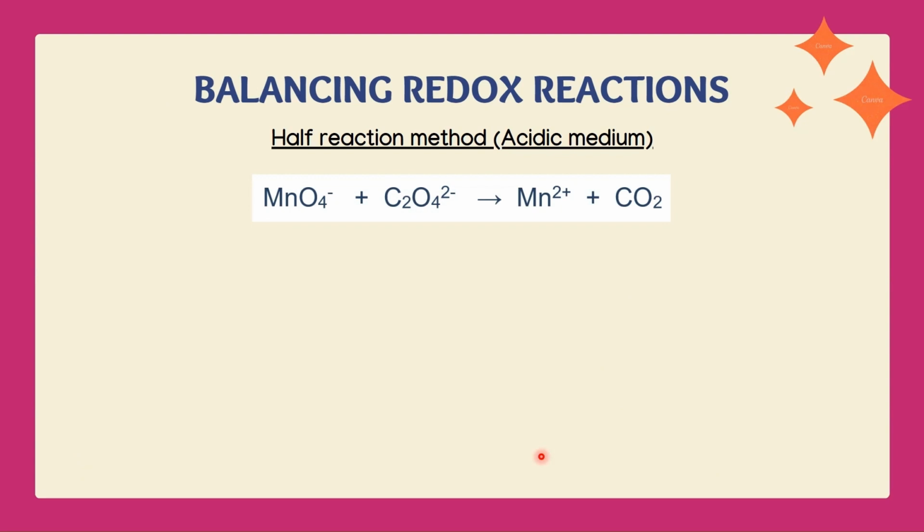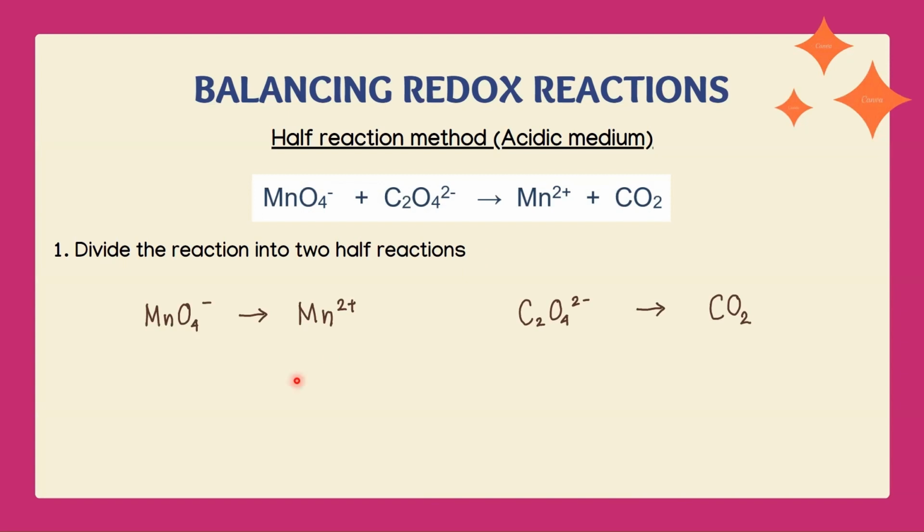So before we delve into the lesson proper, we first have to learn how to balance redox reactions using the half reaction method. So we have here an unbalanced redox reaction specified under an acidic medium. For the first step in balancing this, we need to divide the reaction into two half reactions. So we have separated the reaction of permanganate and the oxalate.